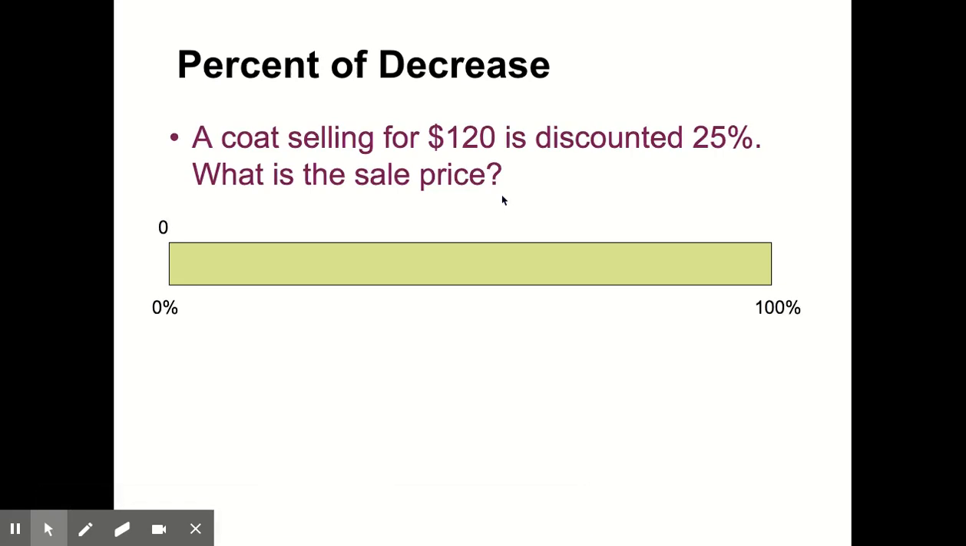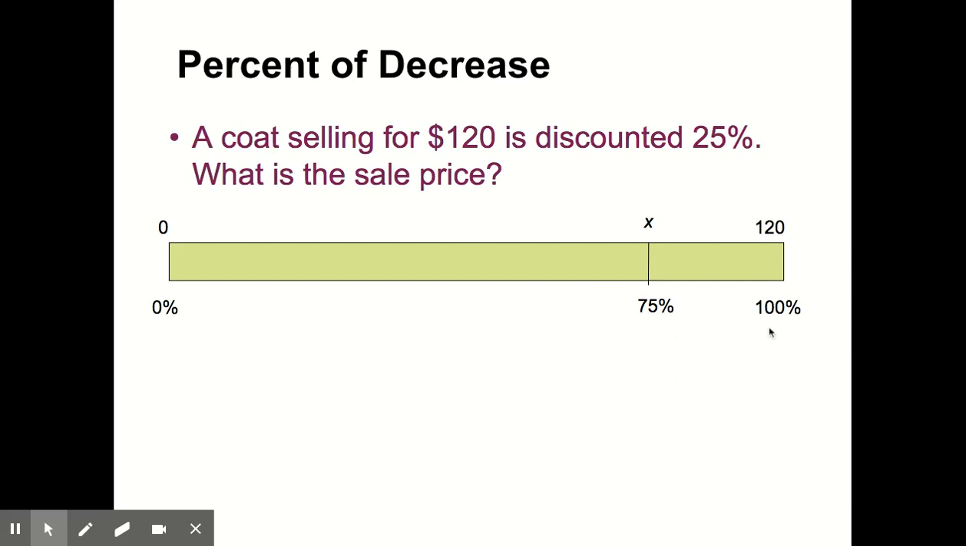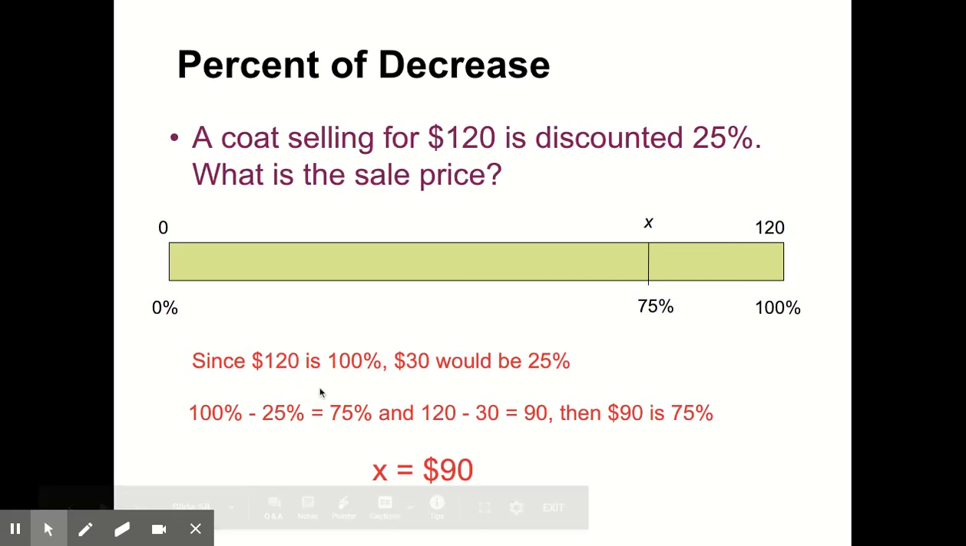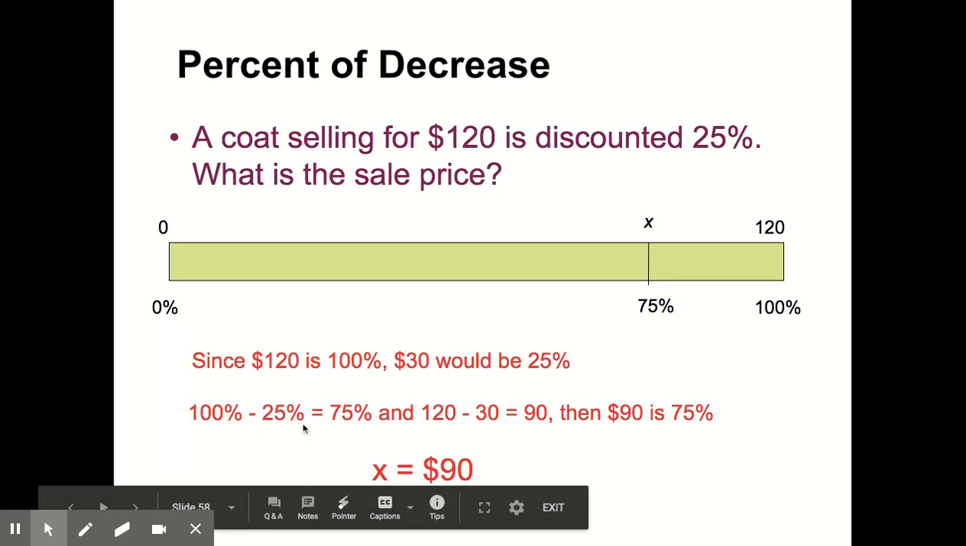Okay, so let's look at one. A coat selling for $120 is discounted 25%. What is the sale price? Well, I know that 100% is $120, but we're getting 25% off. That means I'm not paying 100%, I'm only paying 75%. So we need to know, what is 75% of the 120? Since $120 is 100%, then $30 would be 25%. And if 100% minus 25% is 75%, then I could take the $120, which is 100%, subtract 30, which is 25%, and that would give me 90. So $90 is 75%. So the cost of the coat is $90.